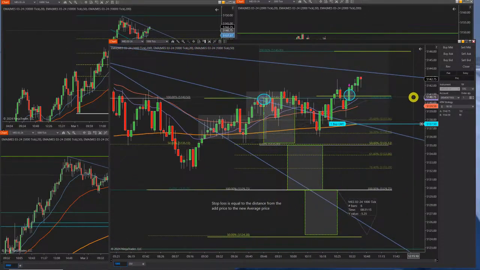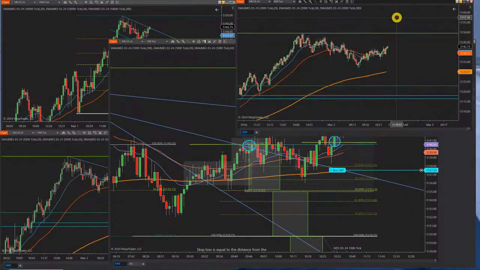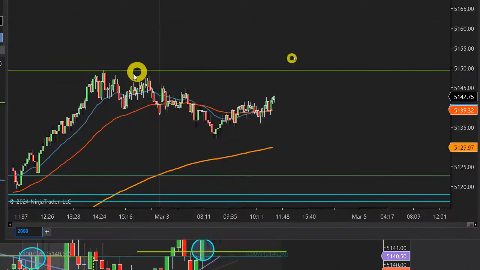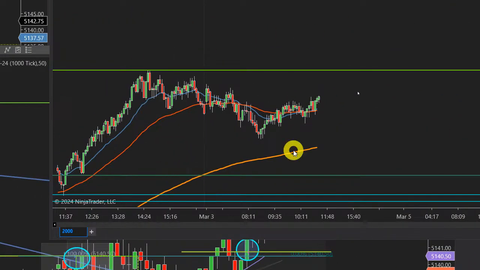What a beautiful roll. I mean, it's doing so nice. It's just lovely. I've got to get more used to staying in the trades. I've got to.